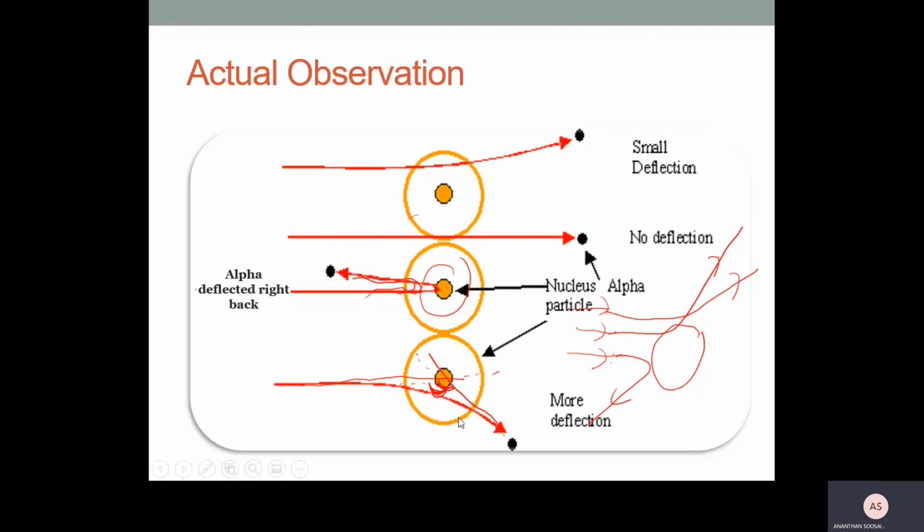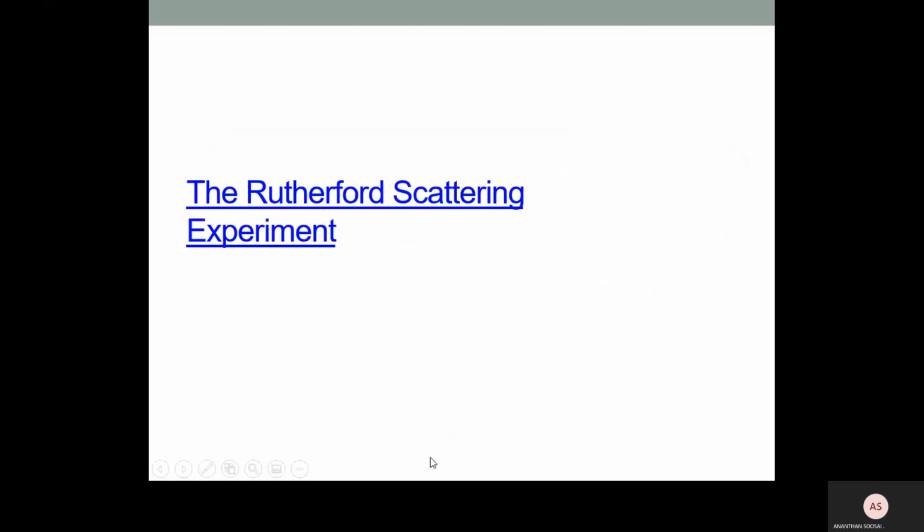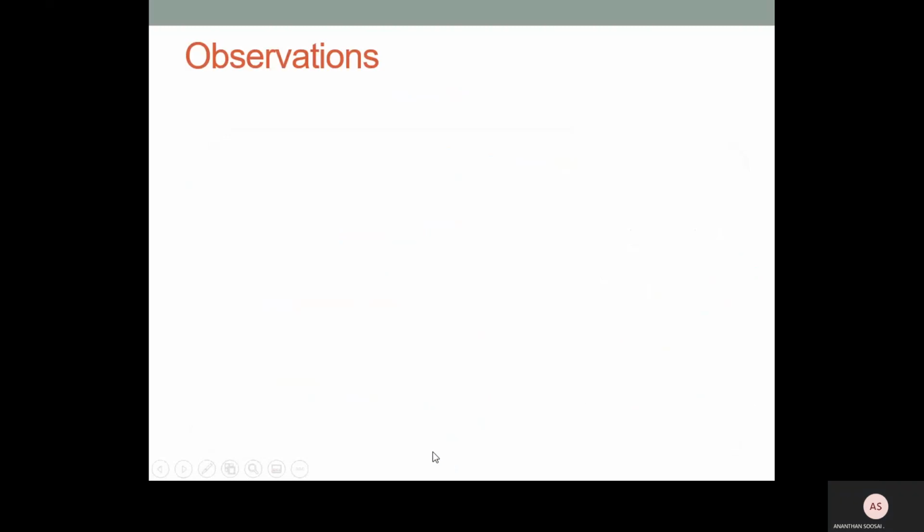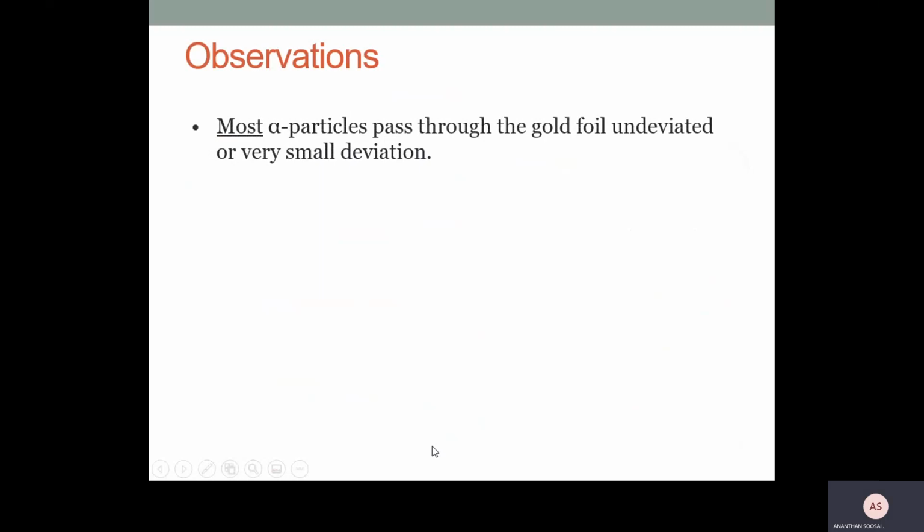This was shocking to the world, especially for Rutherford, because the majority passed through. So you come out with a new atomic structure. Rutherford scattering experiment observation: most alpha particles pass through the gold foil undeflected, or with a very small deviation. As a scientist, what do you predict about the atomic structure? How should the atom look? A big lorry of positive charge going into the atom and it just comes out undeflected. A lot of free space here.